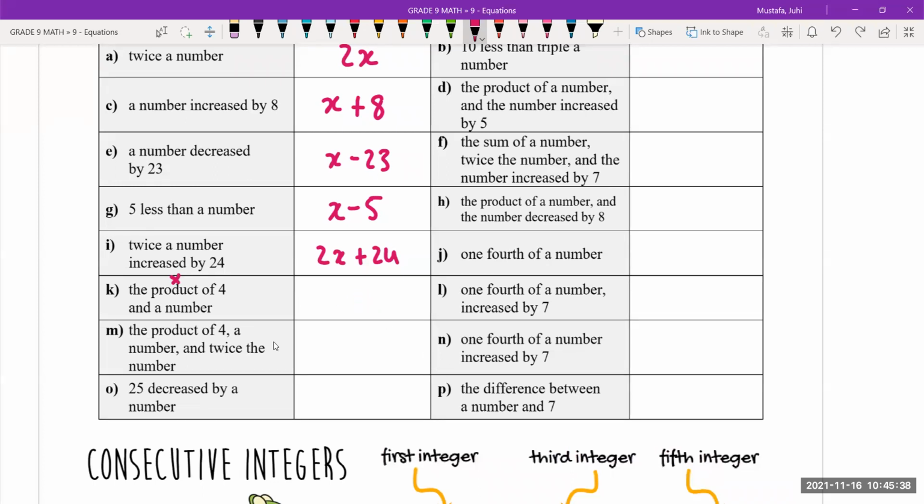You could write this in a bunch of different ways. I'll show you a couple. You could write it as 4 dot X. You could write it as 4 bracket X, or you could just write it as 4X. All of these mean the same thing. Okay, the product of 4, a number, and twice the number. So we're multiplying 3 different things together. So I'm going to write it as the product of 4, and then a number, which is X, and then twice the number, which is 2X. I chose to put brackets, but you could have put dots, you could have put anything.